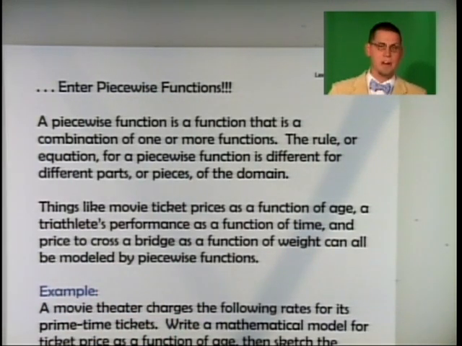Well, a lot of different things that vary at different intervals, like movie ticket prices at the theater. It's not a constant price for everybody. It's a function of your age. If you're in a certain age range, your ticket price is set. If you're in a different age range, your ticket price is set. So you can't model it with a single function. That's where a piecewise function comes in.